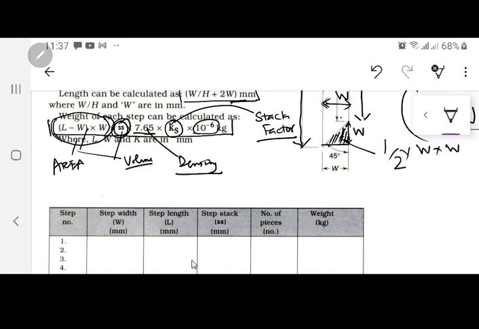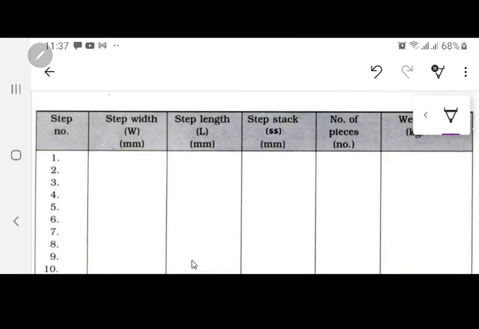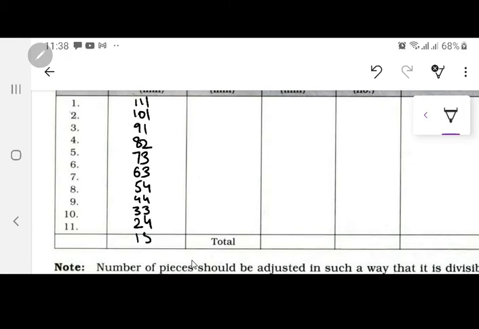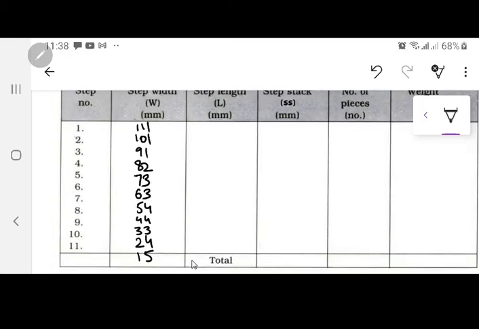This is going to be done by a table. In this table you have 1, 2, 3, 4, or sorry, 5 columns. In these 5 columns, first of all you have to fill in the data of the step width, W. We already know that. Can someone tell me the W value for 11, which we wrote in the table earlier? 111, 101, 91, 82, 20, 15. Exactly 15 or something. Okay, so this is 15 over here.